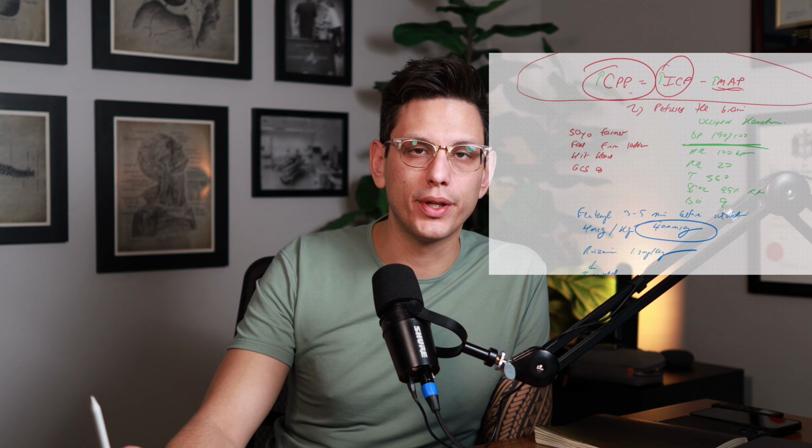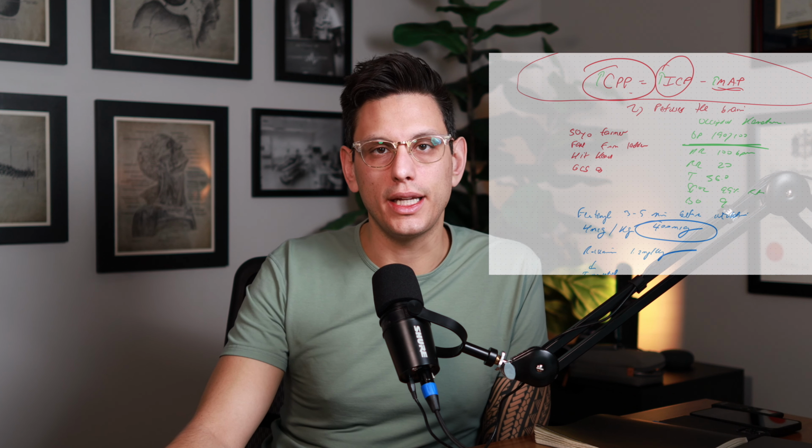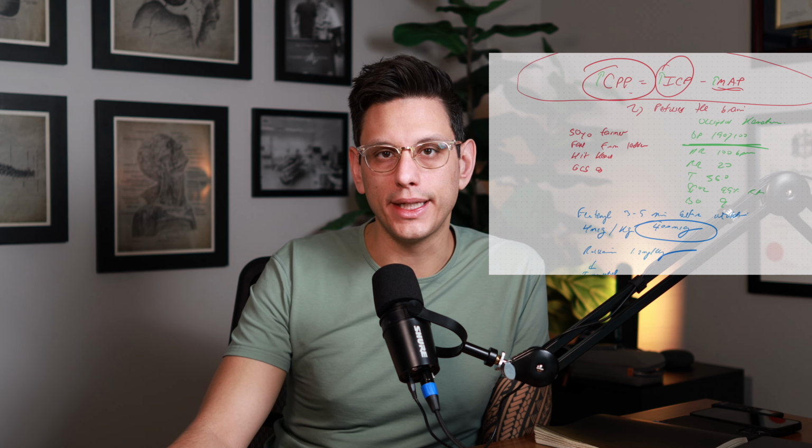So this concept at the very beginning, the CPP equals MAP minus ICP, is extremely important for anyone with raised intracranial pressure, whether that be from a large brain tumor or a bleed. So let's keep these principles in mind. The principles that we use to reduce intracranial pressure, all of these points over here, are really applicable to anyone with raised intracranial pressure symptoms.